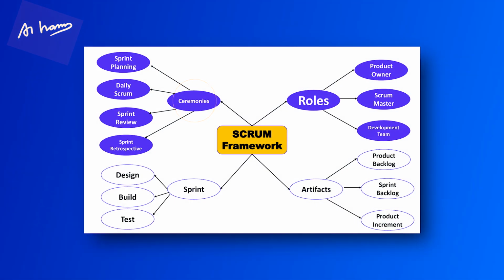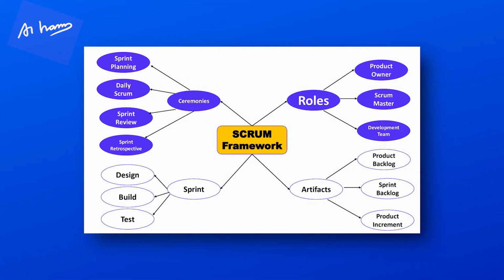Okay, now coming back to the ceremonies. Scrum has got 4 ceremonies: sprint planning, daily stand-up or Scrum, sprint review, and sprint retrospective. Sprint planning is a meeting. For a 2-week sprint, you will have at least 4 hours of sprint planning. Sprint planning is a meeting wherein you understand what are the things you need to build.